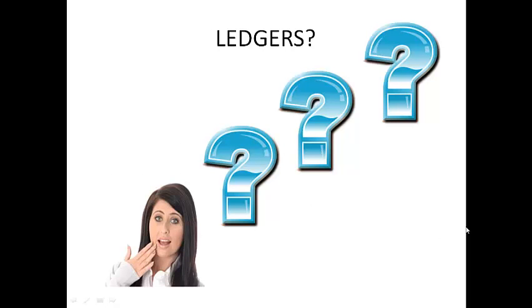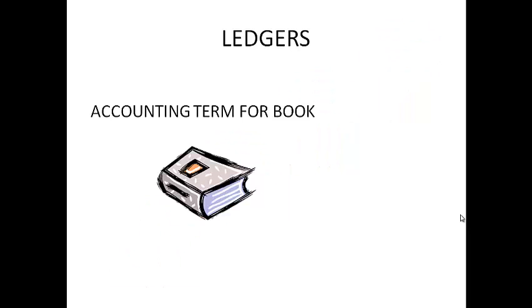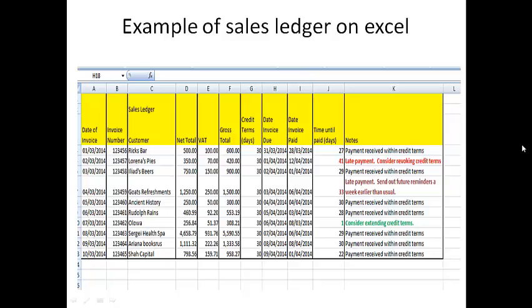Now I can hear you asking, what are ledgers? Well, ledgers are a term used to indicate books. Ledgers are books in which financial transactions are recorded, in electronic format within accounting software packages like Sage Line 50. They can also be set up in spreadsheet packages like Excel. And here we have an example of a simple sales ledger on Excel.